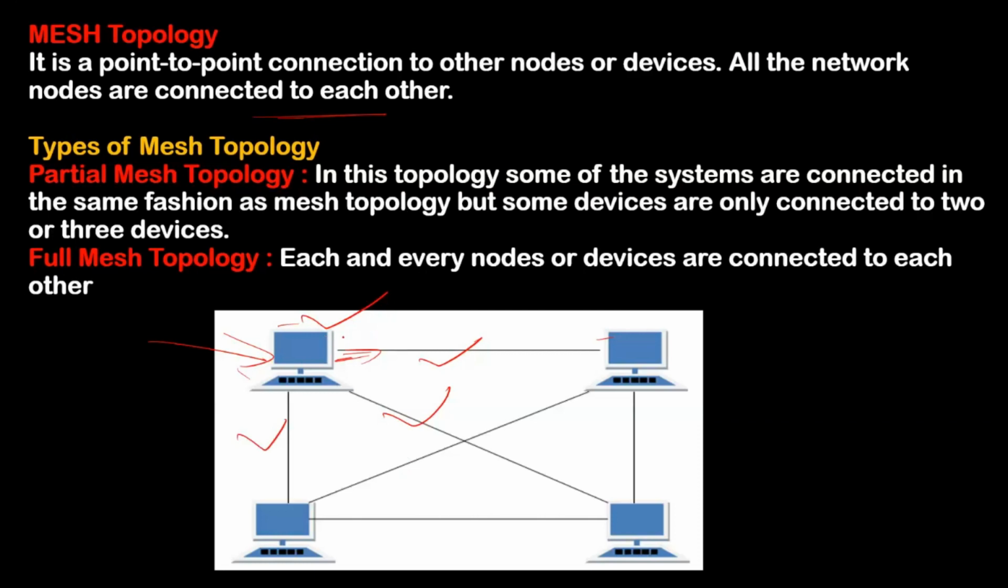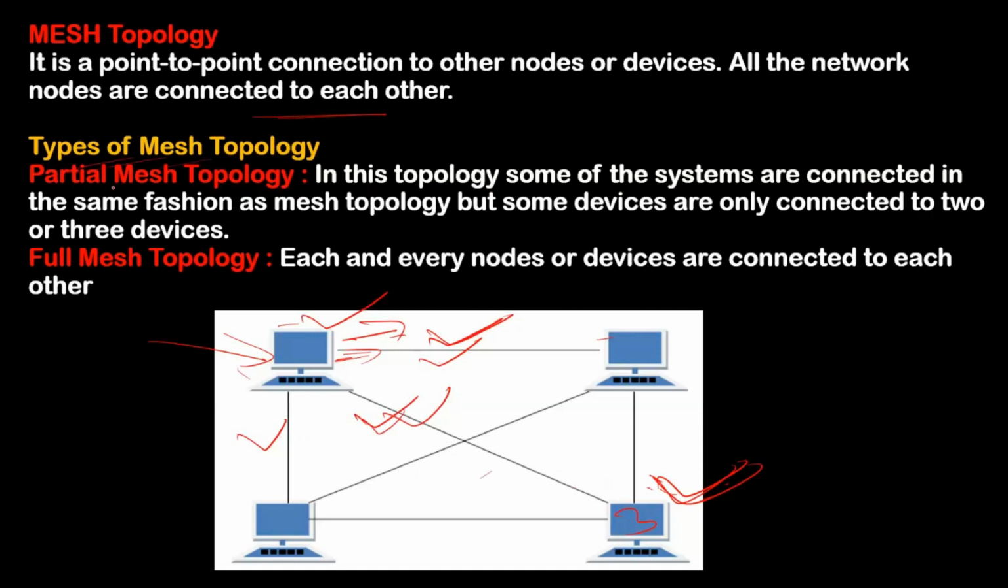Right, so it will just transmit the data from its own cable. If this device wants to send data from the first PC to the second PC, it will transfer the data by this cable, which is directly connected with the second PC. And if the first PC wants to send data to the fourth PC, or if I consider this third PC, then it will transfer the data by this cable, right?